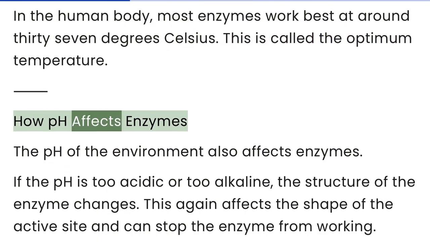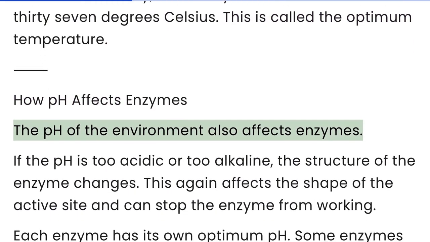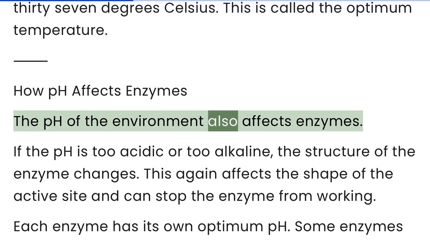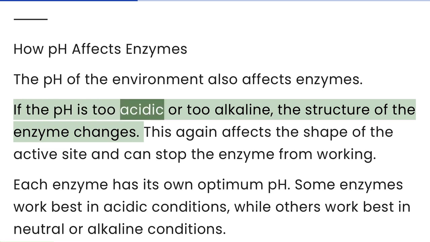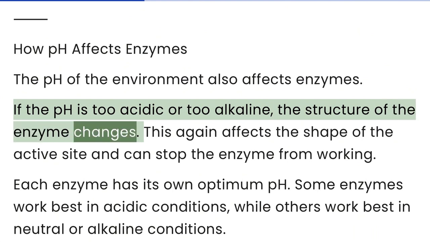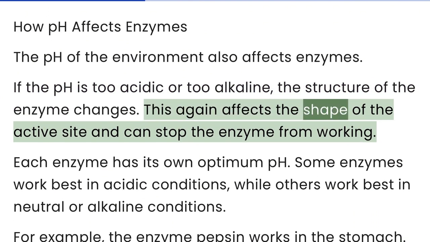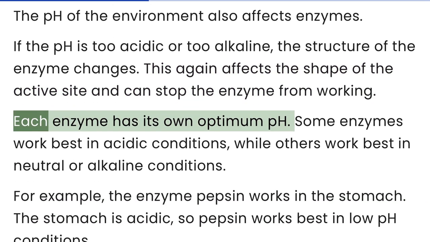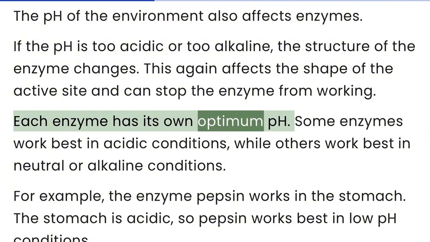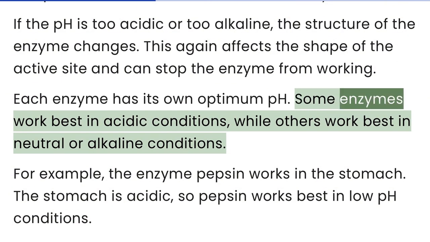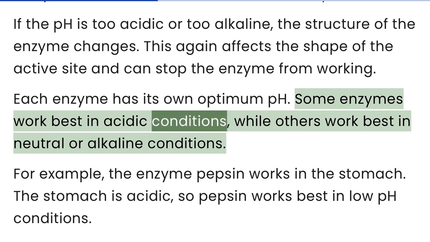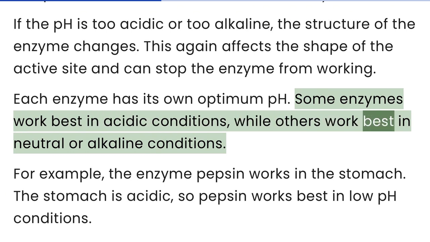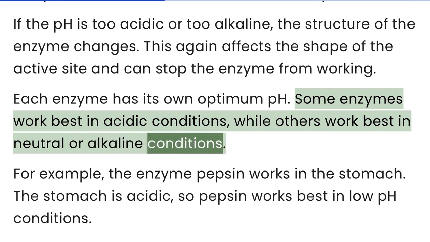How pH affects enzymes. The pH of the environment also affects enzymes. If the pH is too acidic or too alkaline, the structure of the enzyme changes. This again affects the shape of the active site and can stop the enzyme from working. Each enzyme has its own optimum pH. Some enzymes work best in acidic conditions, while others work best in neutral or alkaline conditions.